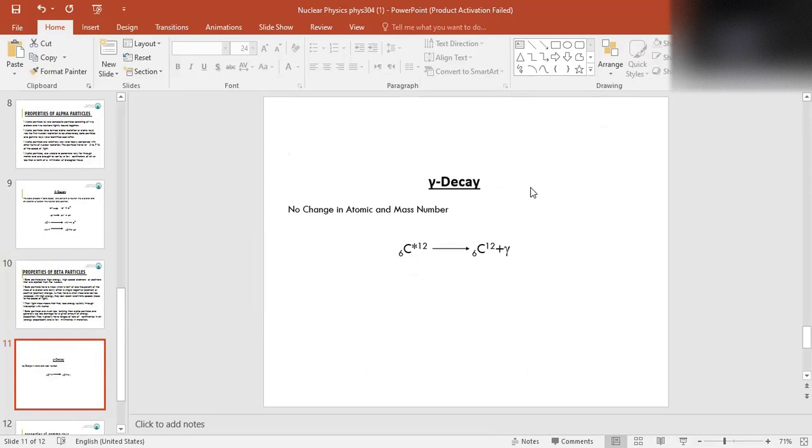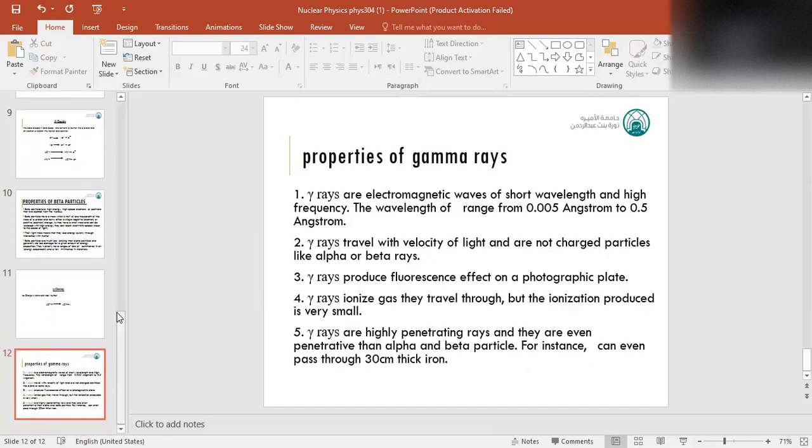Gamma decay. In gamma decay, there is no change in atomic and mass number. Here, C 6 12, but it's an excited atom. It can become stable by giving off gamma rays. The properties of gamma rays.